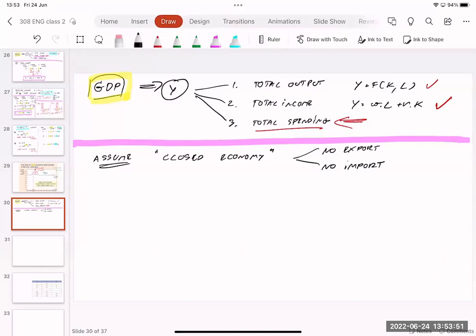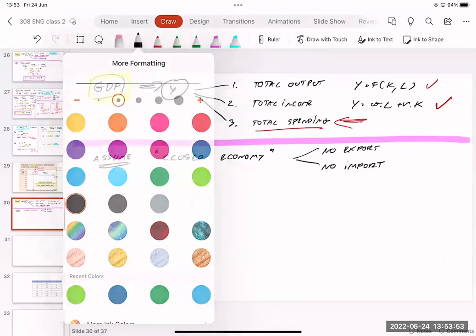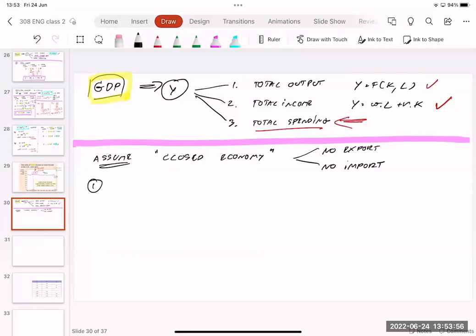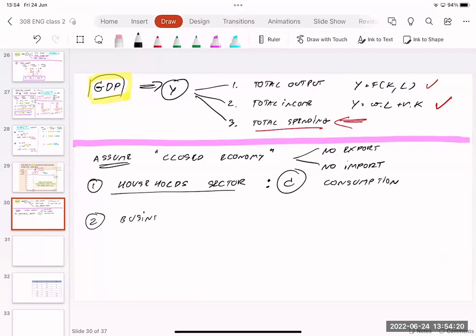In the economy, we're going to have three main parts, three main sectors, let's say. Sector number one is going to be the household sector. When the household sector spends money, we call it C, for consumption. The second one is going to be the business sector. When the business sector spends money, we call it I, as investment.